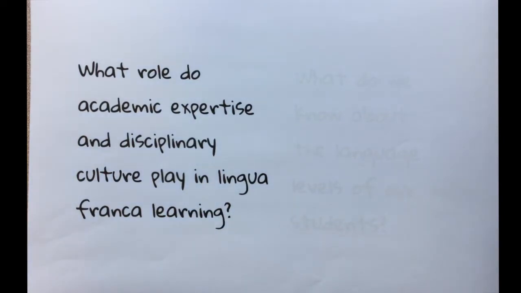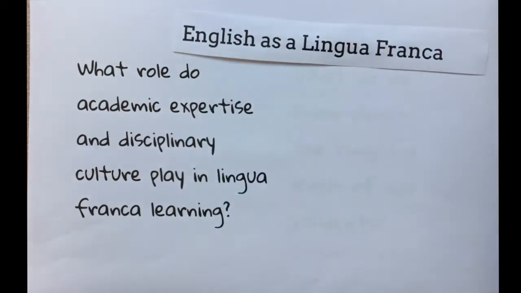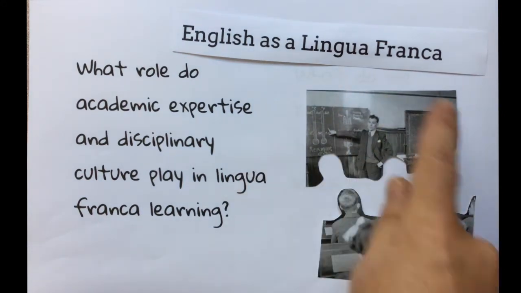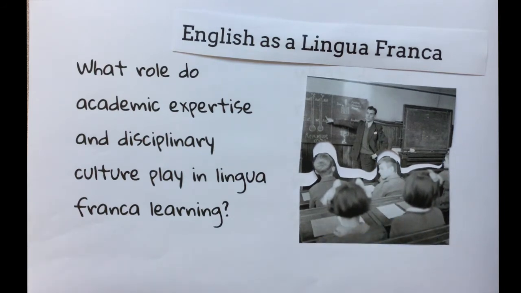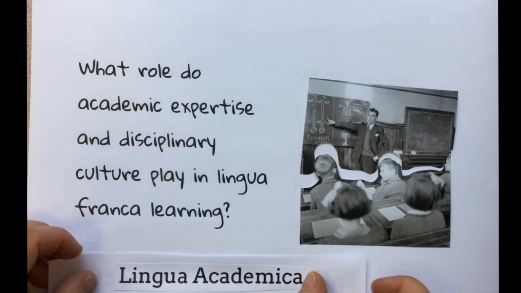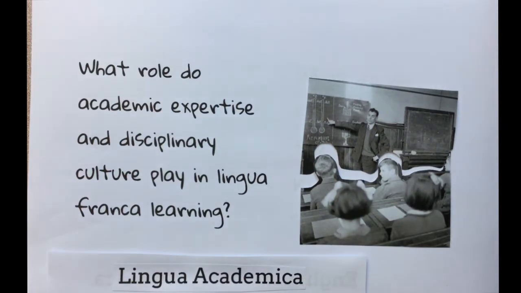So what role do academic expertise and disciplinary culture play in lingua franca learning? Students and teachers already share a disciplinary language and culture. In any discipline, teachers aim to show students how to use the language of the discipline. All knowledge is constructed together through language. Academic experts are able to follow the discourse conventions of their disciplinary community. They know how to communicate within their discipline. It is this shared disciplinary language and culture, combined with a shared lingua franca or lingua academica, that supports and defines the learning context of English-taught university courses.